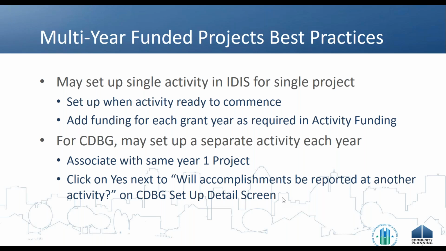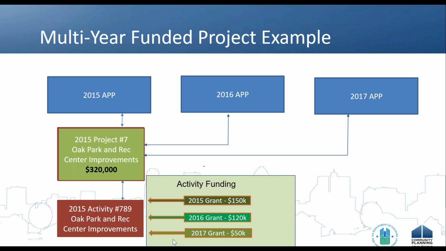It's a lot to take in, so here's just another look at that picture. Again, you'll be able to download these slides after the presentation. We'll make sure we send them out and provide a link for these. This example really shows the first point about activities, where you're doing a single activity, but you could just as well have three separate activities all linked to the same project. And you would be able to delineate there, just like you are here, that activity funding for 2015 is $150,000, for 2016 is $120,000, and for 2017 is $50,000.